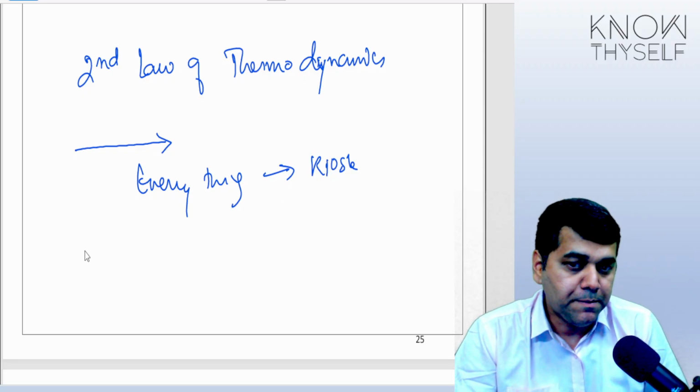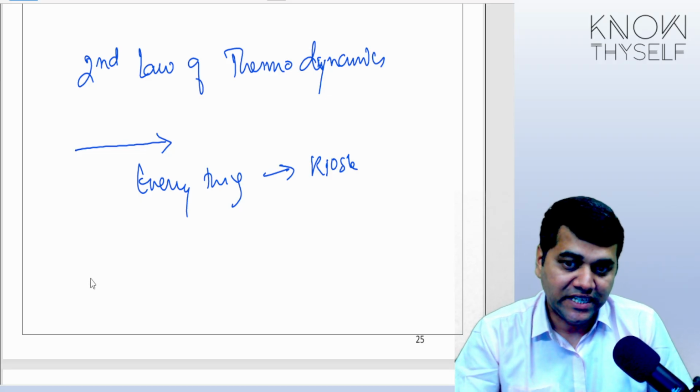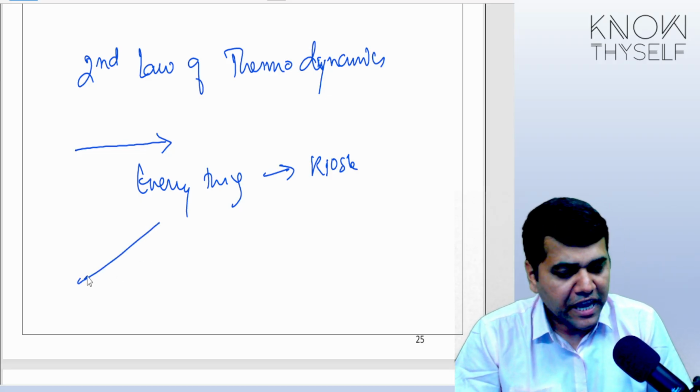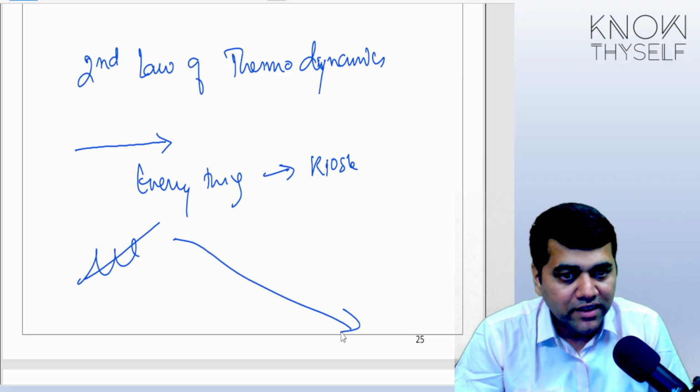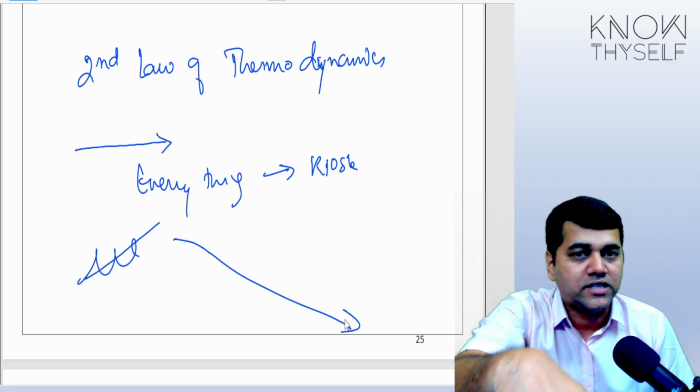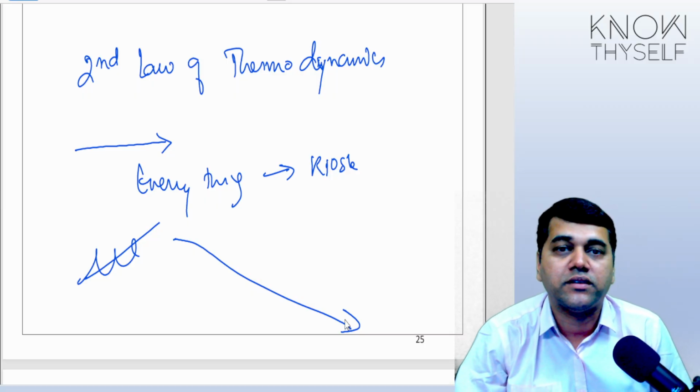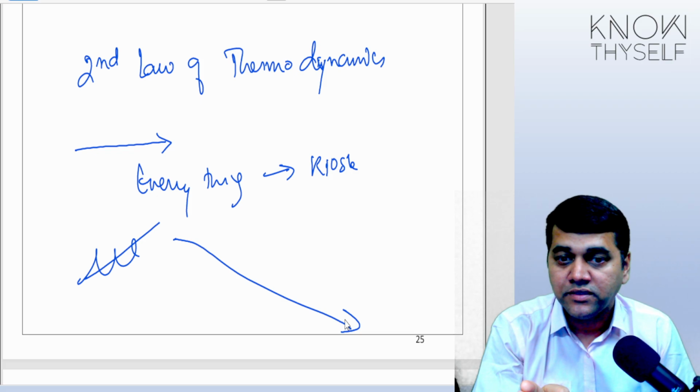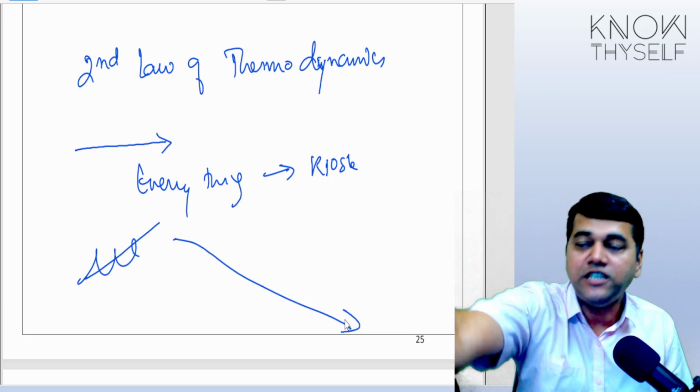So as time passes, the state is not like this. Everything is going to decay. It's going to fall down. Please understand the second law of thermodynamics, what it says. As time passes, everything is destined to go wrong.